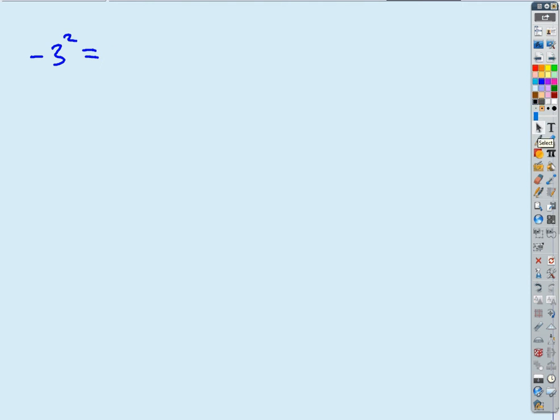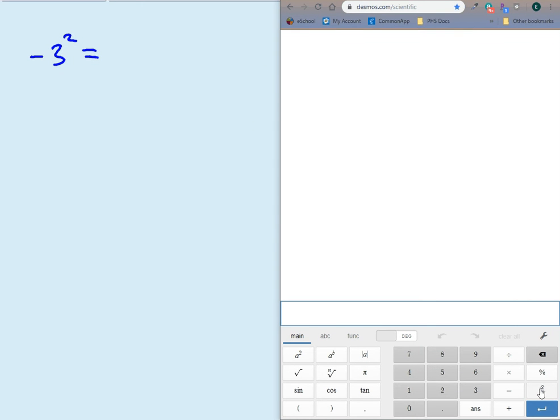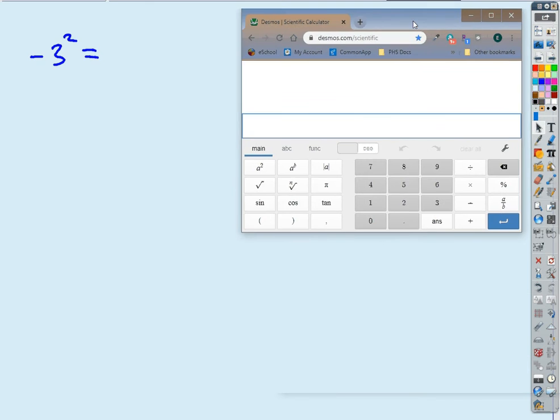So if I try something like -3 squared, watch what Desmos tells me. -3 squared tells me -9. What's wrong? -3 squared is 9, isn't it? -3 times -3 is 9. What did I do wrong? You forgot the parentheses. Forgot the parentheses. You see, you have to have parentheses around this.